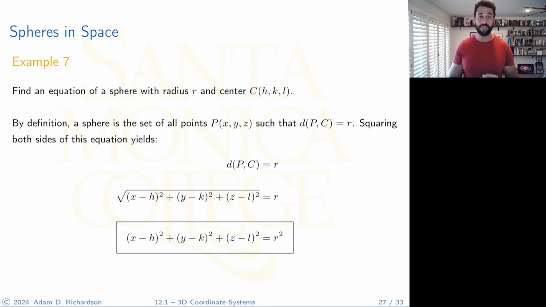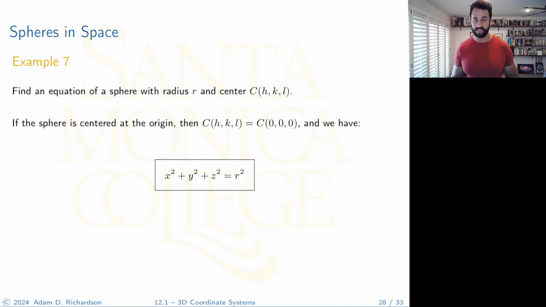If we are fortunate and the center of the sphere happens to be at the origin, things simplify very nicely. If (h, k, l) is (0, 0, 0), then that formula simplifies to a good old x squared plus y squared plus z squared equals r squared. And that's it. But I hope you can appreciate just how natural this generalization is. I bet you could even figure out what the formula for a sphere in 4 dimensions is, or 5, or 6, or 7. Think about it. Ponder it.